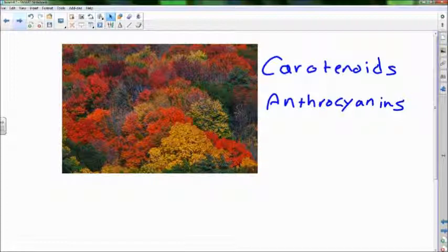The oranges and the reds and the yellows have to do with the mixtures of those pigments that are left behind once the chlorophylls are kind of breaking down.